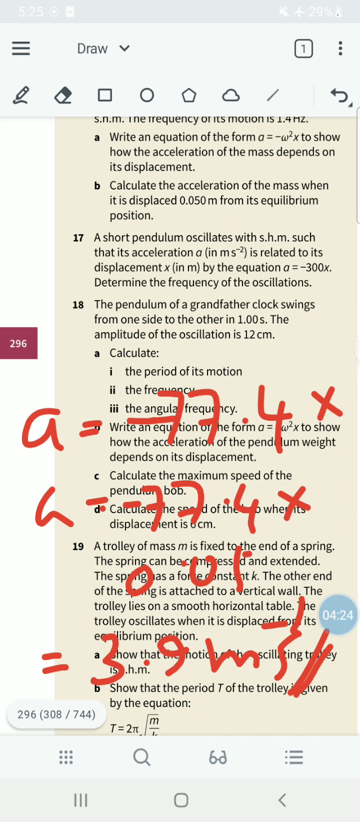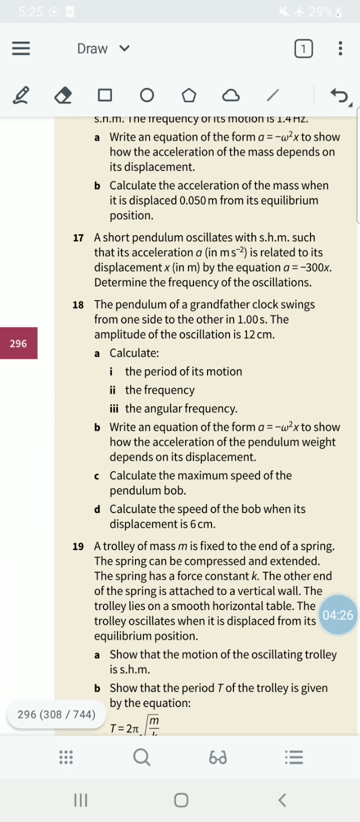Then moving to question number 17. A short pendulum oscillates with SHM such that its acceleration in meters per second squared is related to its displacement x in meters by the equation a equals negative 300x. Determine the frequency of the oscillation.